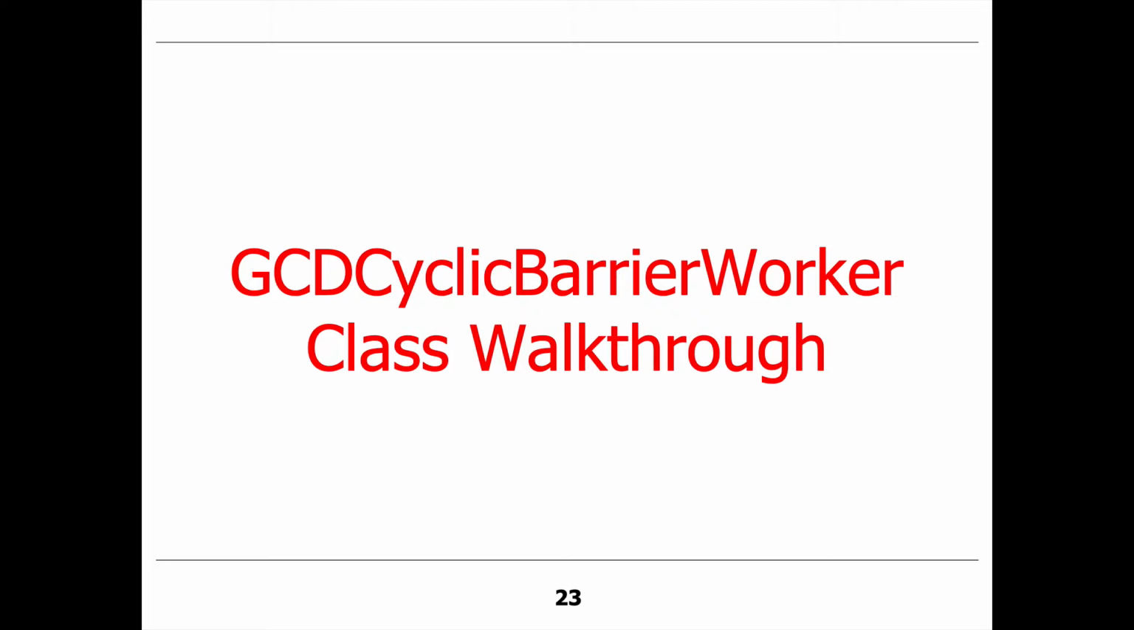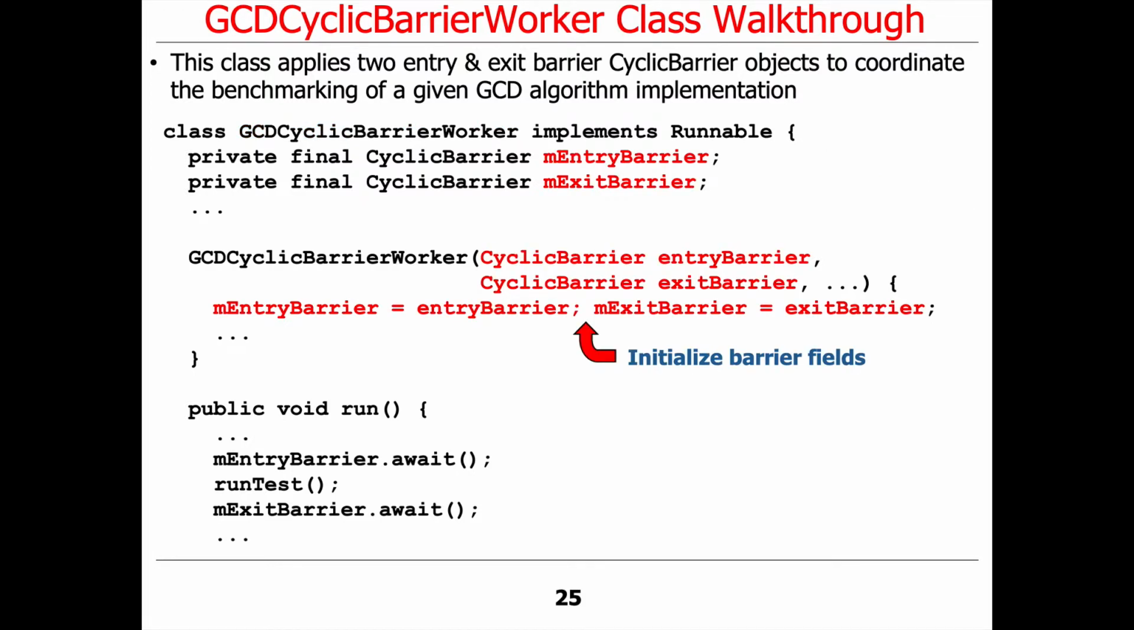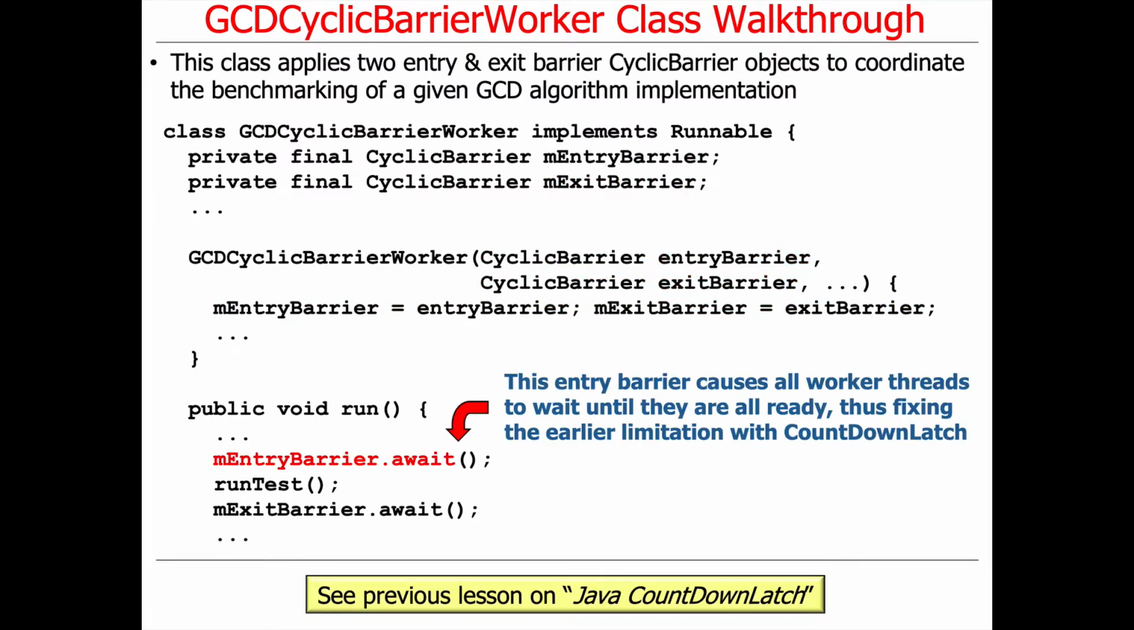Let's now go ahead and take a look at the GCDCyclicBarrierWorker class. This class applies the 2 entry and exit barrier cyclic barrier objects to coordinate the benchmarking of a given GCD algorithm implementation. And as you can see here, we define a worker that runs in a thread. We implement runnable so it can run in the thread. The constructor goes ahead and initializes the barrier fields that are passed in, plus other stuff, which we don't show here. And then the hook method, the runHook method, runs when the thread is started, and that goes ahead and calls await. So each of the background threads that are running the GCD algorithms will be calling await.